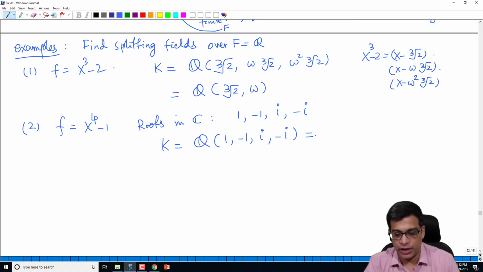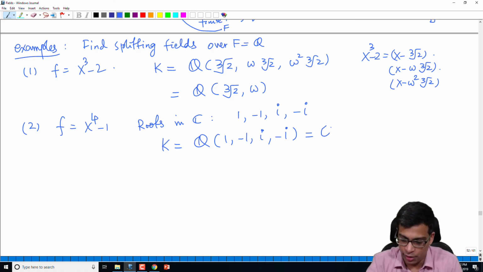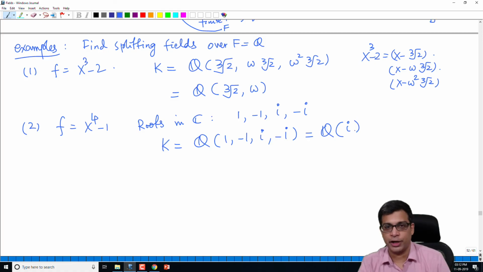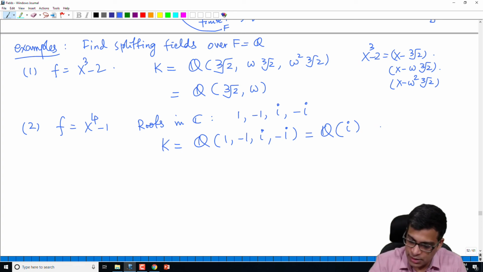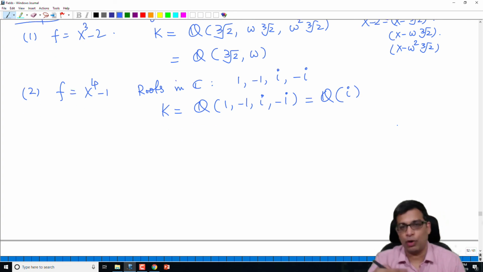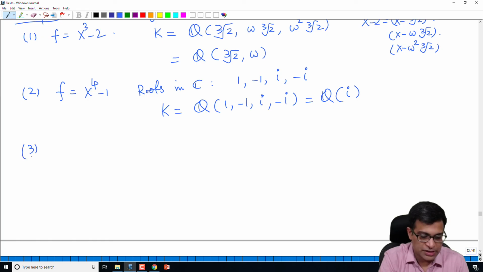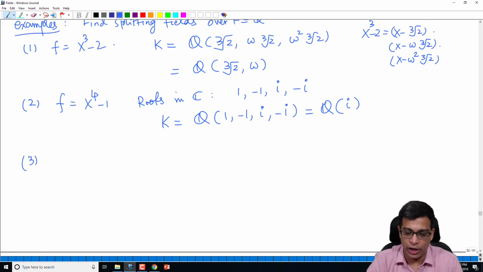But of course it's not necessary to add 1, minus 1, that are already in Q. That is silly to write like that. And in fact, you also don't need to write minus i, because minus i is already there once i is there. So this is the splitting field. You adjoin one of them, that's enough. In the first example, you have to adjoin two elements to Q to get a splitting field. Here you have to adjoin only one.